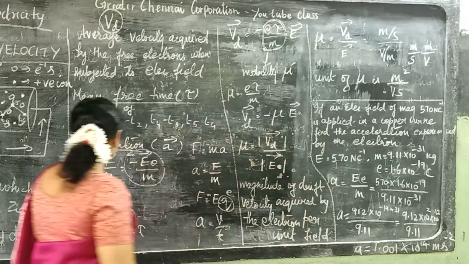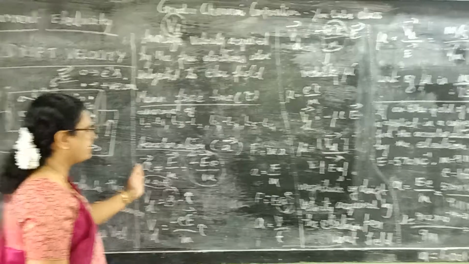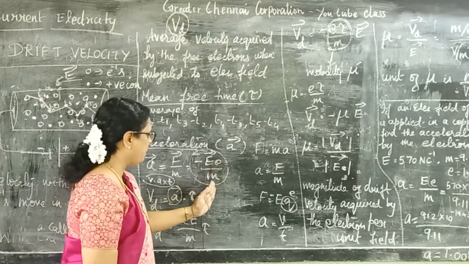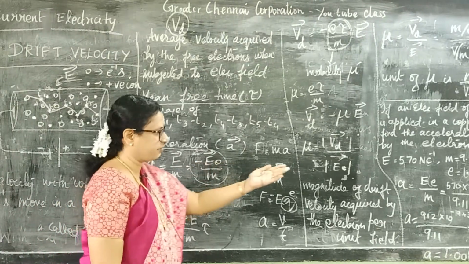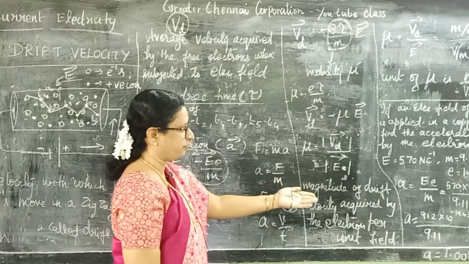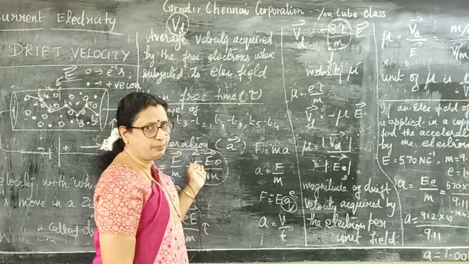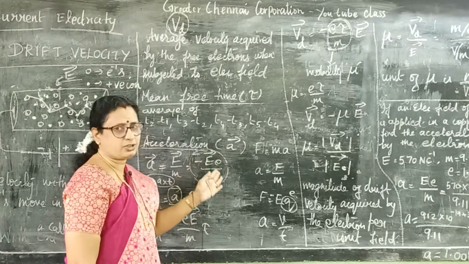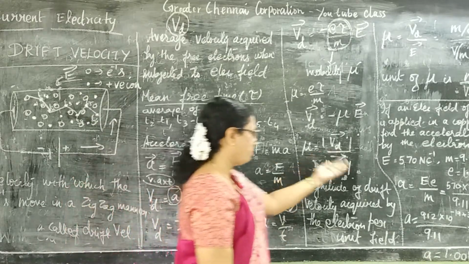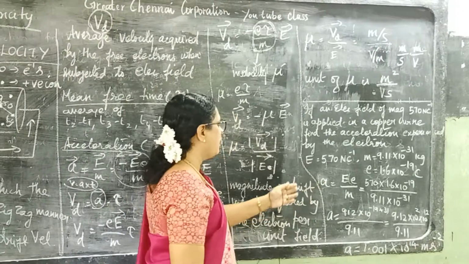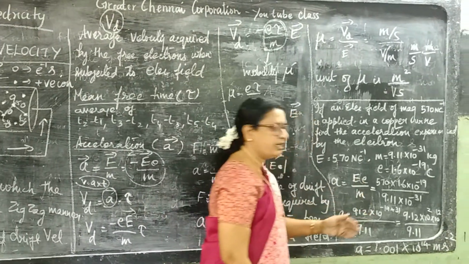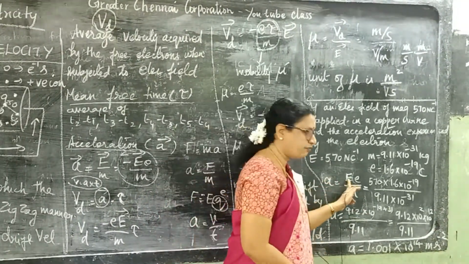So we have already written the expression for acceleration. Acceleration is eE by m. So here we are going to use this formula. We are going to find only the magnitude, because this negative sign only represents that the charge carried by the electron is negative. So you can just omit the negative sign and use only the formula. Acceleration is equal to eE by m. Here they have given the electric field E.